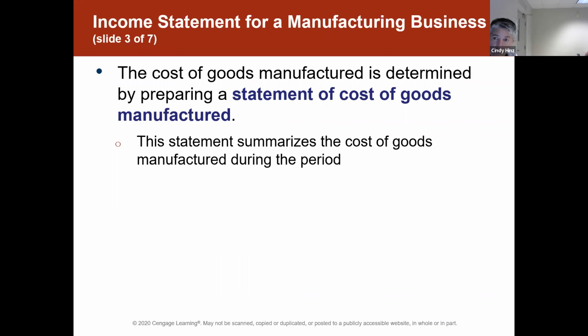The statement of cost of goods manufactured has come up a couple of times already, and you know that this is something a manufacturing company needs to prepare, because they need to know the dollar amount of the cost of goods manufactured. But it would not be included in their annual report. It is not a financial statement. It is information that's needed to prepare those financial statements.